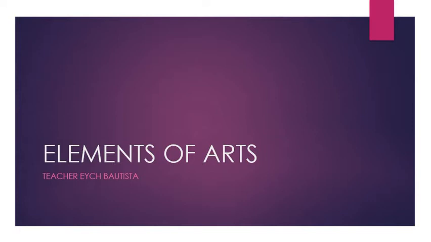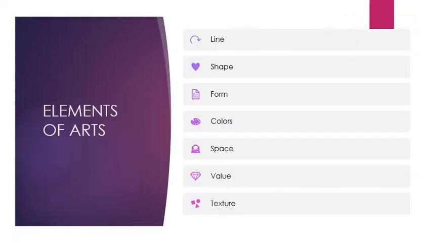So today, we are going to discuss the elements of arts. There are 7 elements of arts, and these are line, shape, form, colors, space, value, and texture. So let's discuss the line first.